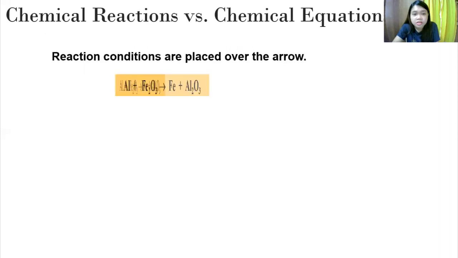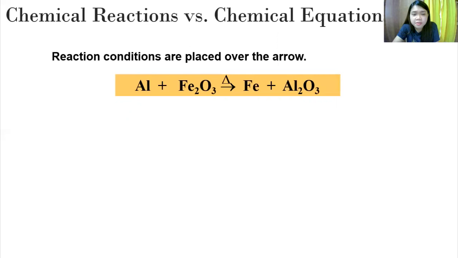To further illustrate, using the same example of the aluminum and ferric oxide reaction, this needs heat in order to proceed. So this is an example of a thermal reaction. We need to write a triangle above the reaction arrow.